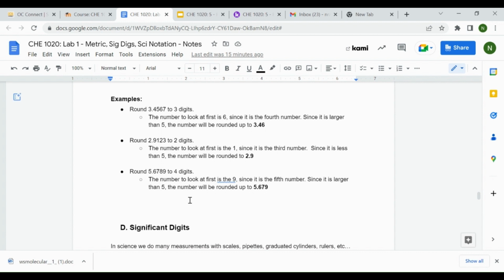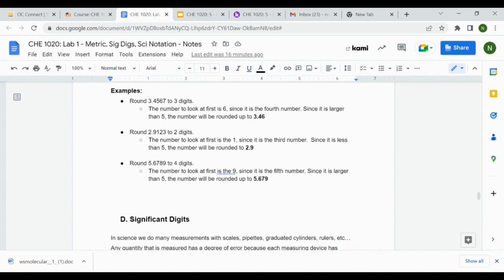We want to take a look at rounding this next one to 4 digits. So here is 2 digits, there's 3, there's 4 digits right there. Okay, so to the right of the 4th digit is a 9. 9's greater than 5, so that's going to cause me to round this 8 to a 9. So when I round this number to 4 digits, it becomes 5.679.